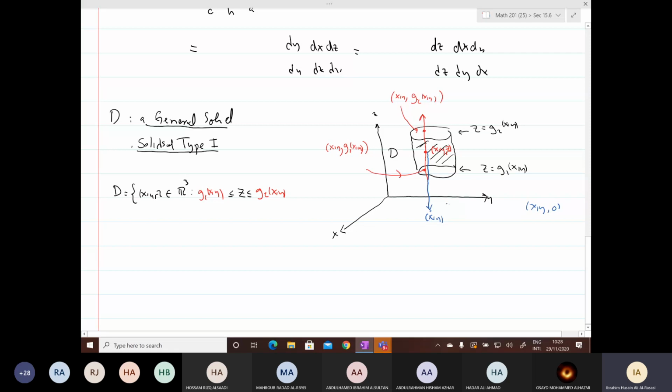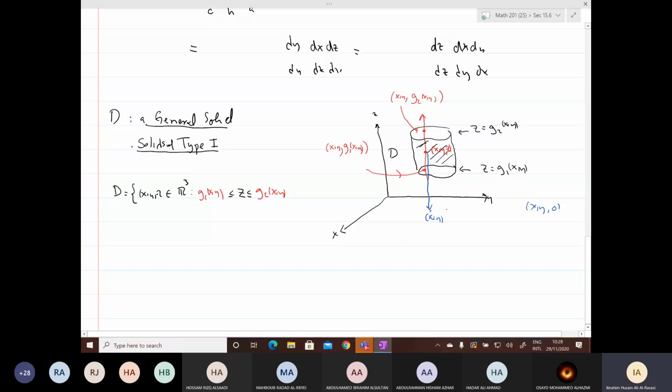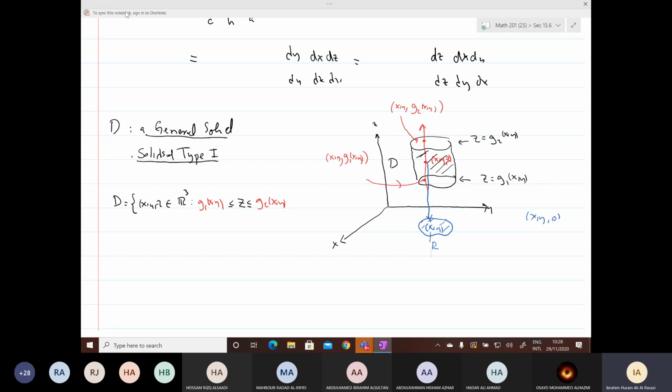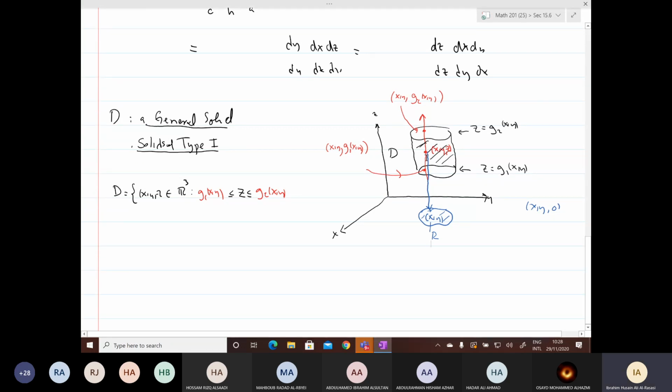If you do this, you will collect a region. Again, this is the region here. So this is R. You take the projection of the points in the xy plane, the projection of D into the xy plane, to get the xy points.